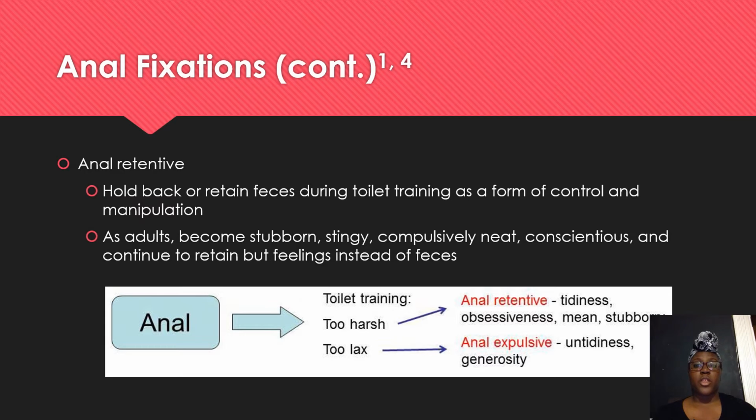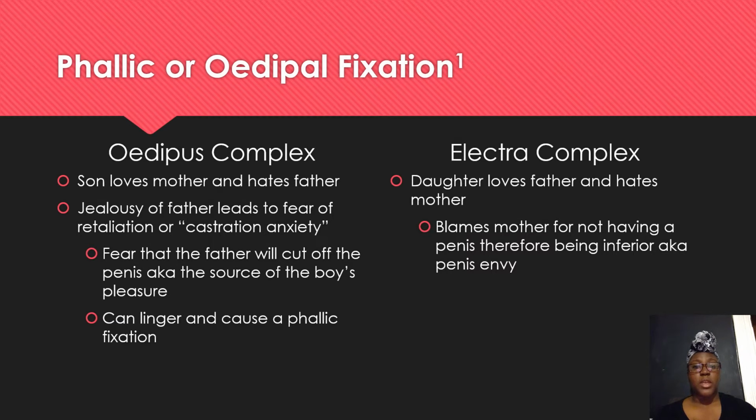On the other hand, there are anal retentive fixators, and they react to their frustrations during toilet training by holding back their feces and may see it as another way to manipulate their parents. These people become stubborn, stingy, compulsive, neat, conscientious, and often hold back their feelings as adults.